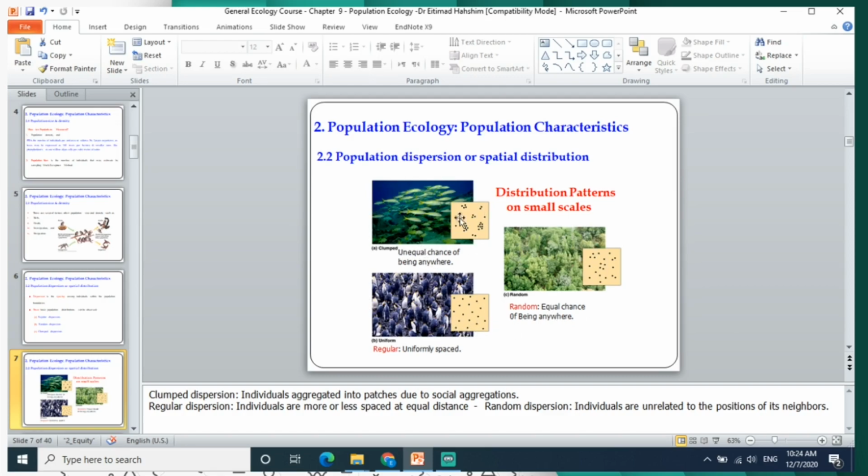And also there is regular or uniform dispersion, uniformly spaced. The living organisms arrange themselves at a uniform distance. They are far away at equal distances from each other. This is called regular or uniform dispersion. Also, there is random dispersion. Every organism has an equal chance of being anywhere, independent of the position of its neighbors. They are just found in a random manner.